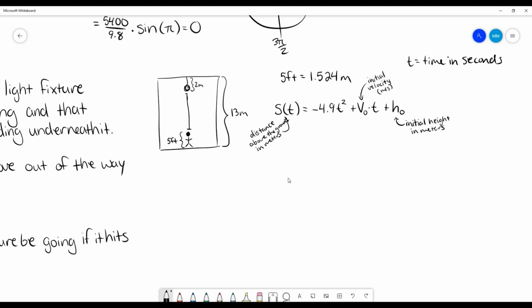So what we're going to figure out right here is our initial height, first of all, because that's really easy for us. Well, we know that it starts right up at the very top, except technically the initial height is right down here at the bottom, right? Because what we're figuring out is what's going to hit us, this point of the light fixture. So we're going to say that its initial height is going to be 13 meters minus 2 meters. So it's going to be 11 meters high. Okay.